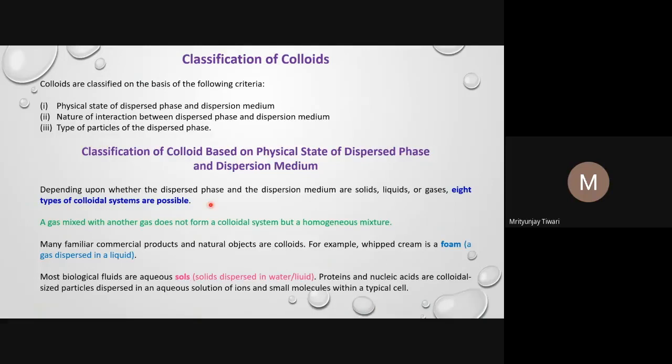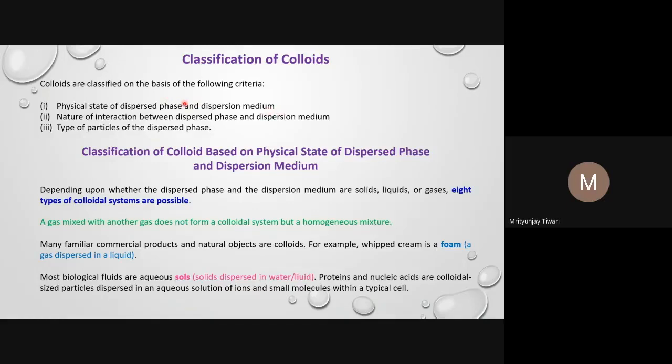And then we saw the classification of colloids. We have seen three different criteria for the classification of colloids. The first is the physical state of the dispersed phase and dispersion medium. The dispersed phase can be a solid, liquid or gas, and the dispersion medium can also be a solid, liquid or gas. So if you make all the combinations, it will be 3 into 3, 9 combinations. However, we get only 8 different types of colloids.